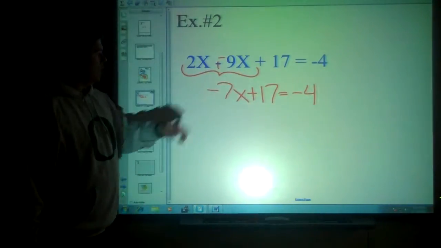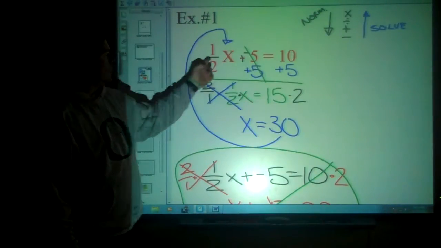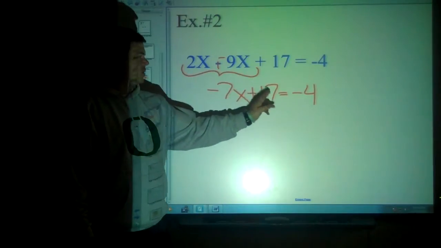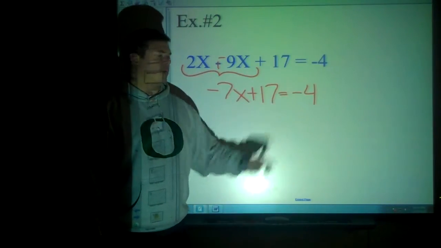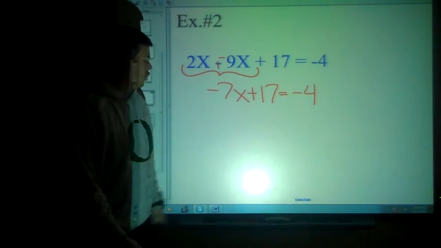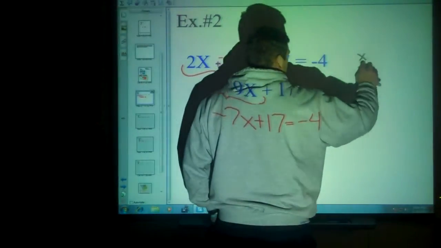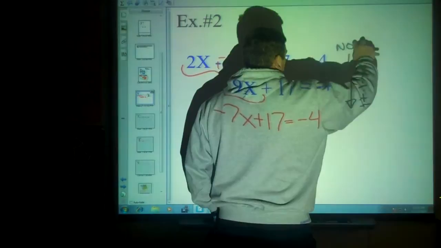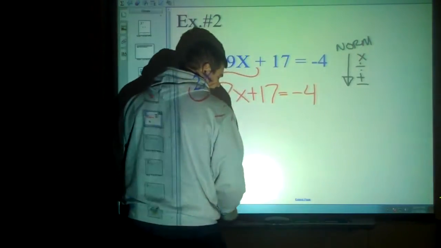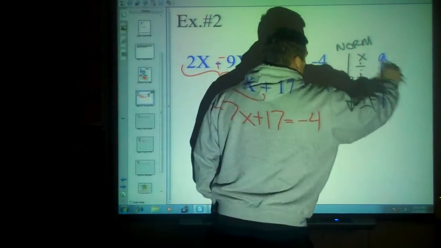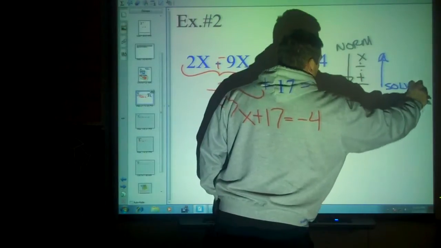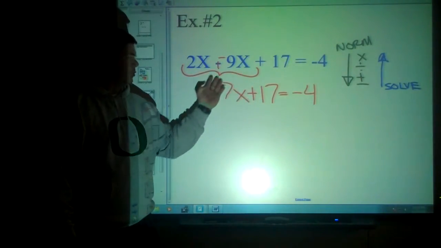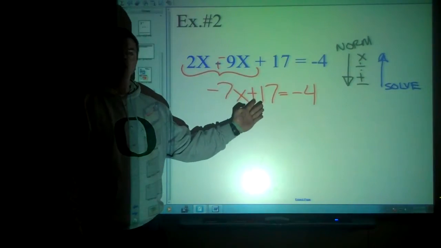At this point, we are in the exact same situation we were in here. We have something times x plus a number without x equals another number without x. Normal order of operations is multiplication, division, addition, subtraction. We want to do the opposite, which is to solve. We want to reverse it. Again, we don't want to take care of this multiplication, we want to take care of this addition.